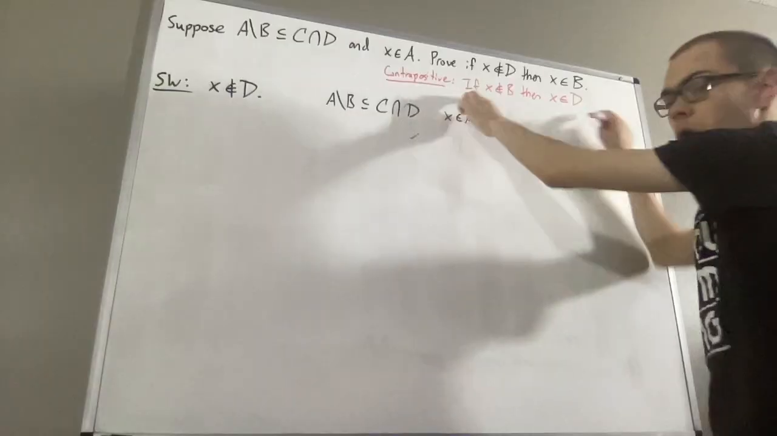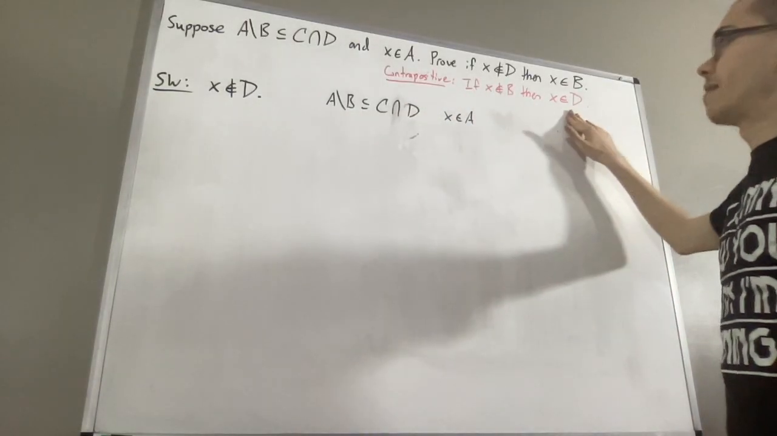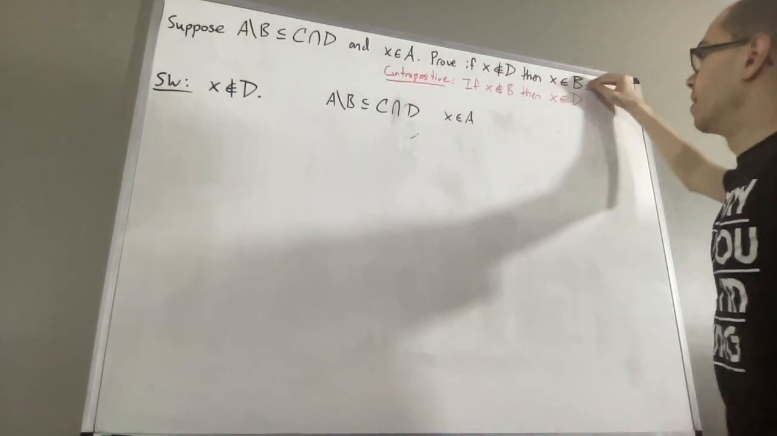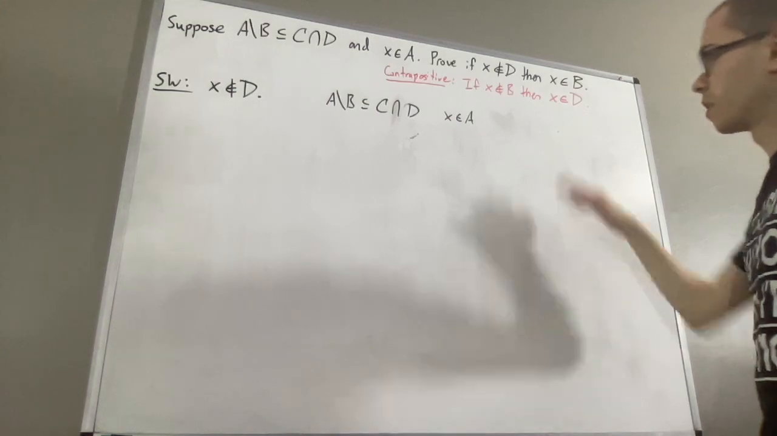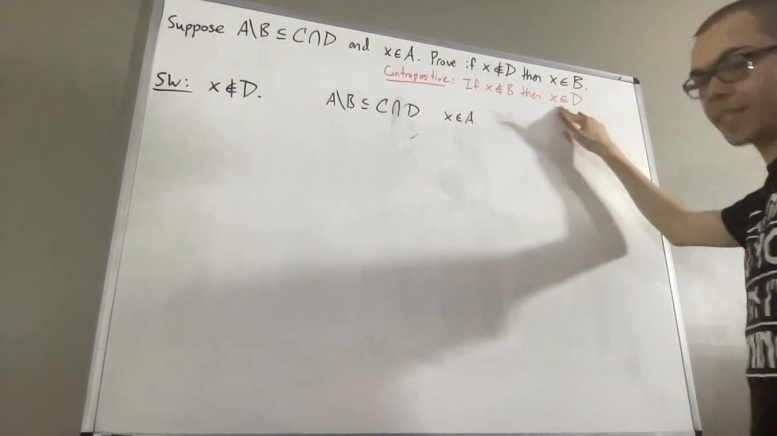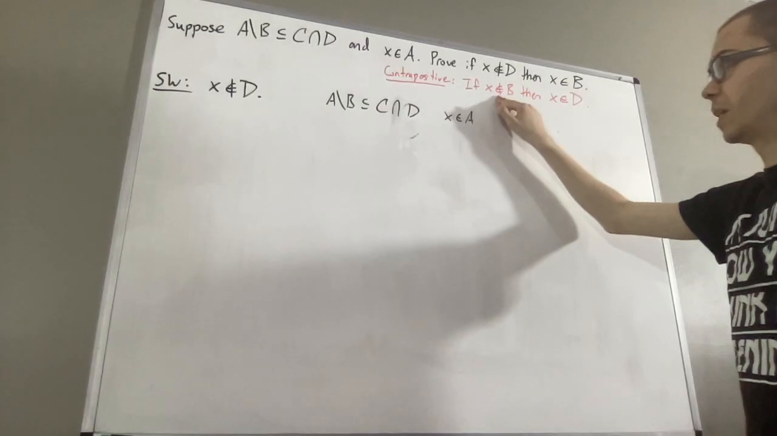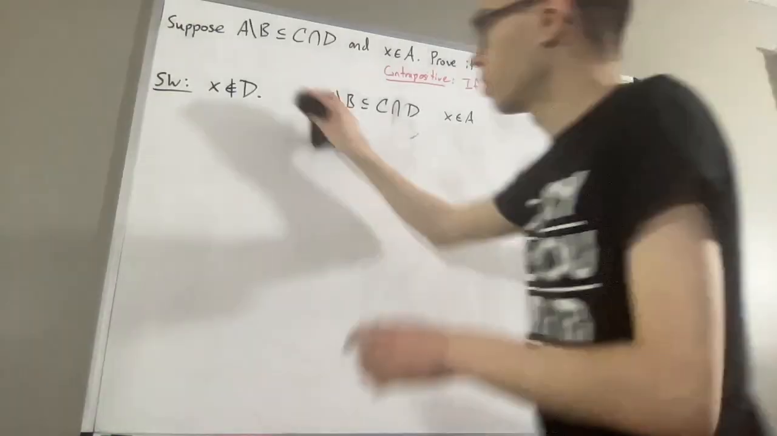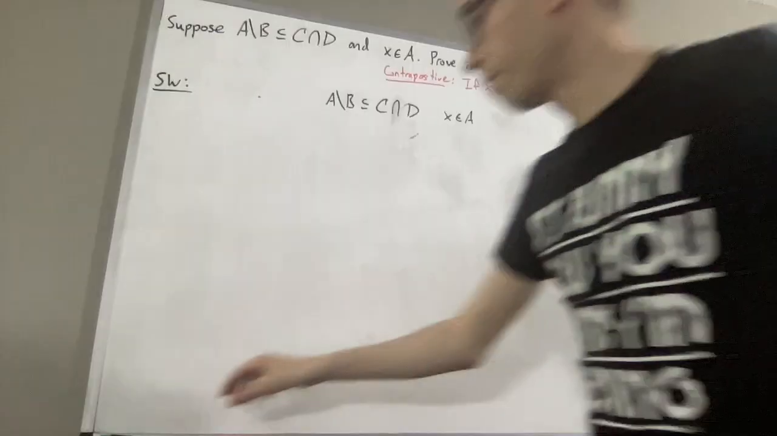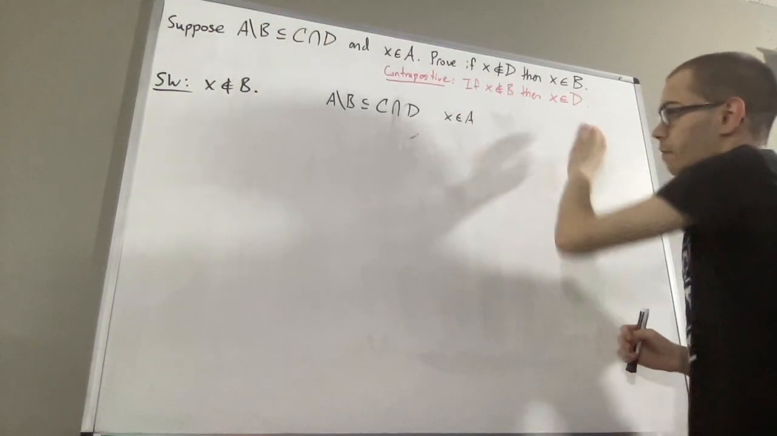These two statements are logically equivalent. So if we can prove this statement, that proves this statement. This is what we call proof by contrapositive. So let's try to prove this statement. Let's make the assumption X is not an element of B and try to logically deduce that X is an element of D. So making the assumption here that X is not an element of B, from here, let's try to logically deduce that X is an element of D.